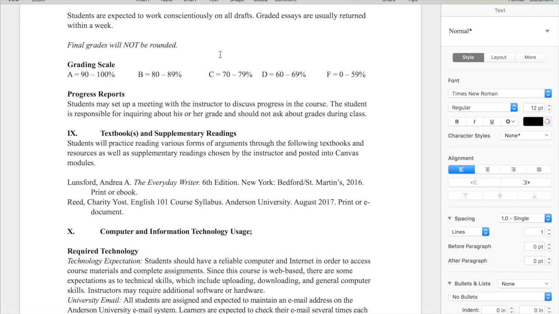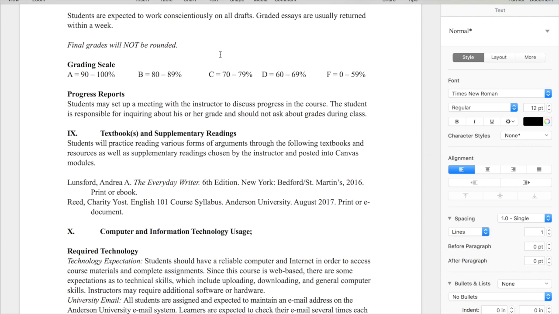An A is a 90 to 100, a B is 80 to 89%. So we're on a typical 10-point scale in my class. Students may set up a meeting with me to discuss your progress, but do not talk about grades in a public manner, and don't ask me to either.